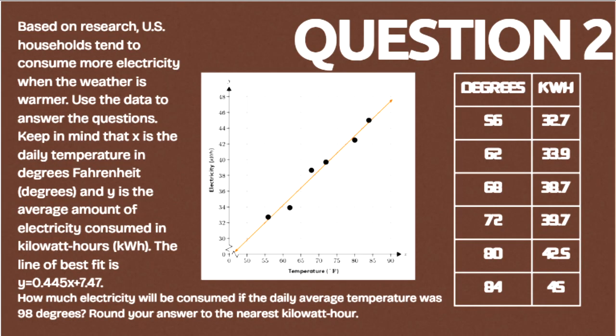Here's question number 2. So this is all the same information. It says how much electricity will be consumed if the daily average temperature was 98 degrees. Round your answer to the nearest kilowatt hour. Pause it, figure it out, come back.